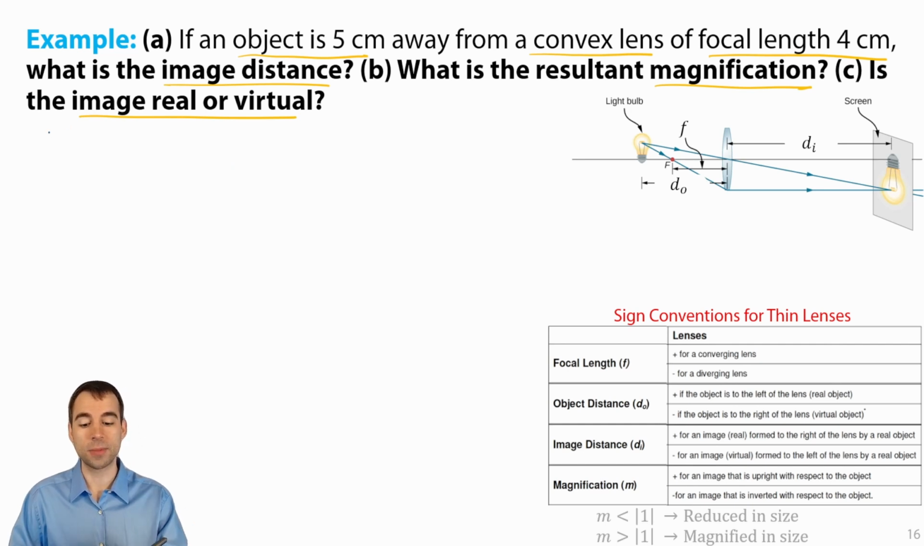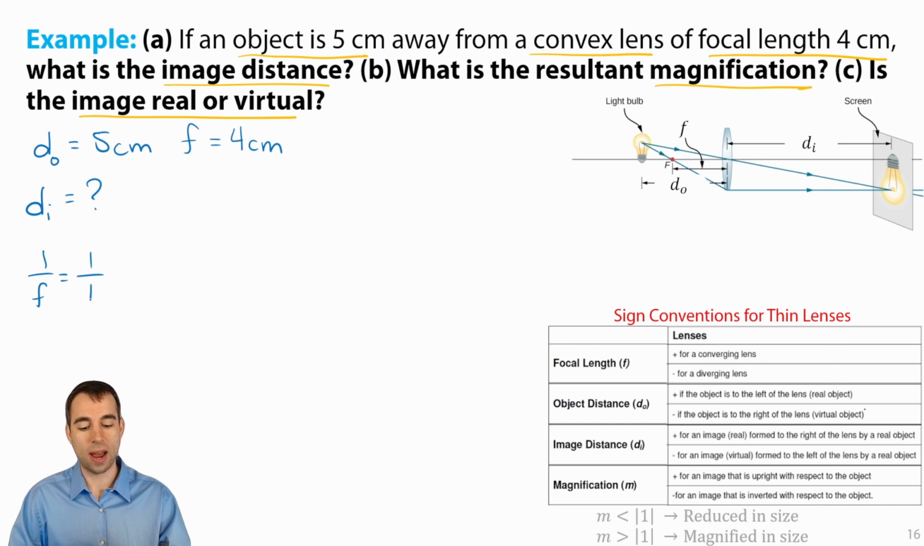So let's start our problems the same way we always start our problems. We label our knowns and unknowns. We have a DO of 5 centimeters and F of 4 centimeters, and you can choose to put these in the standard units if you want, but let's actually just leave them in the non-standard units for once. The distance of the image is our unknown, so let's go ahead and solve for that using the thin lens equation. 1 over F equals 1 over DO plus 1 over DI.